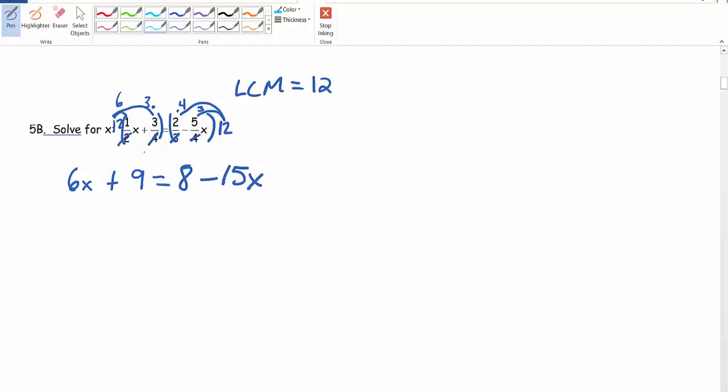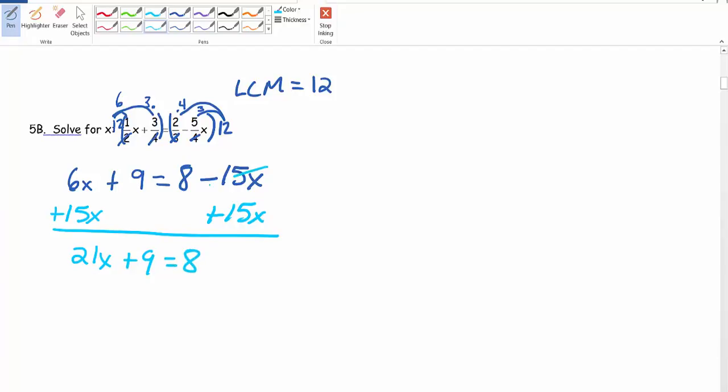Now, going ahead and trying to solve for x here, we want to get all the x's on one side, numbers on the other. Generally, we do like to keep the variable positive, so we'll go ahead and add 15x to both sides. And when we do that, we end up with 21x plus 9 equals 8. On the right side, they ended up canceling out with one another.